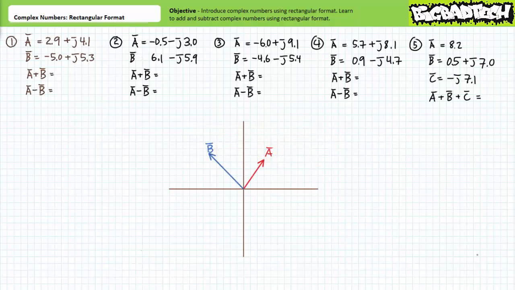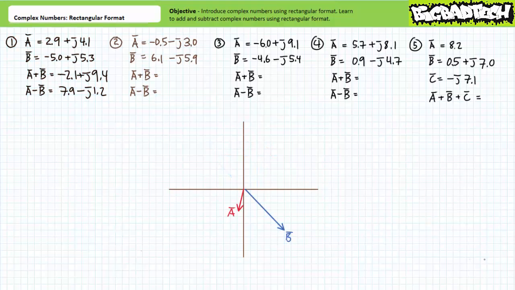For our first example problem, A has a value of 2.9 plus j4.1. This places us in the first quadrant. B has a value of negative 5 plus j5.3. This places us in the second quadrant. When we add A and B, keeping the real with the real and the imaginary with the imaginary, we obtain a combined result of negative 2.1 plus j9.4. If we subtract B from A, we obtain a difference of 7.9 minus j1.2. The head of A, with respect to B, appears to be 7.9 minus j1.2 away.